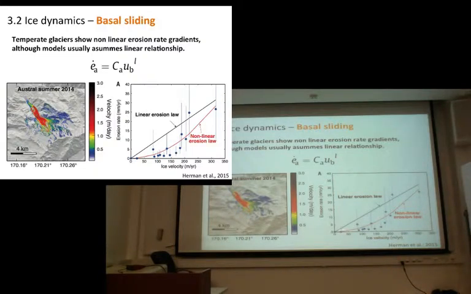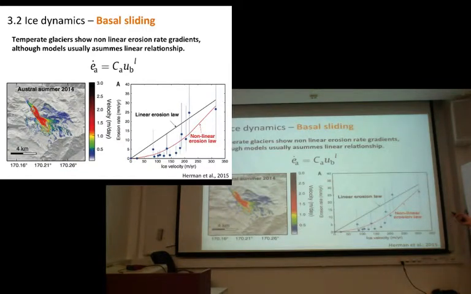So what you see is this black line, which means that erosion rate proportional to sliding, with L equal 1, is not true. The problem is that a lot of models are using this L equal 1. What they observed is that it's more like a nonlinear erosion, because this ice velocity, at the fastest, was not linear.